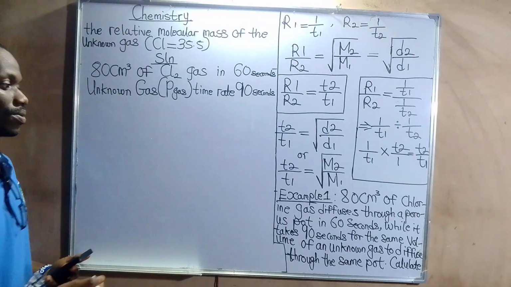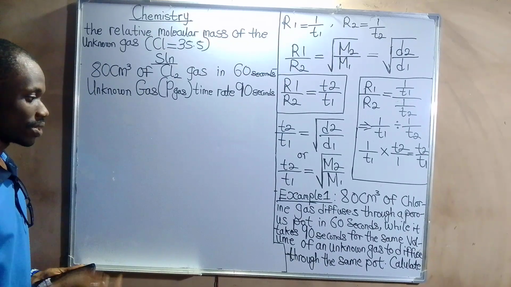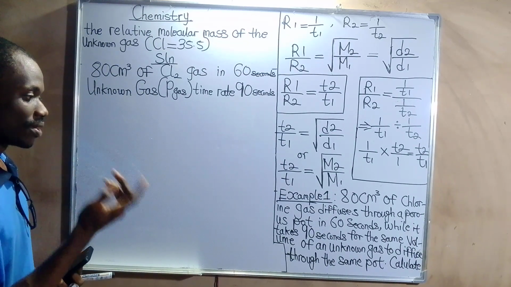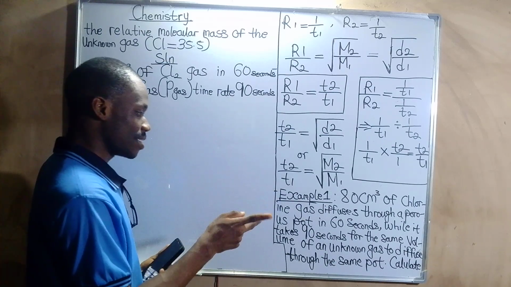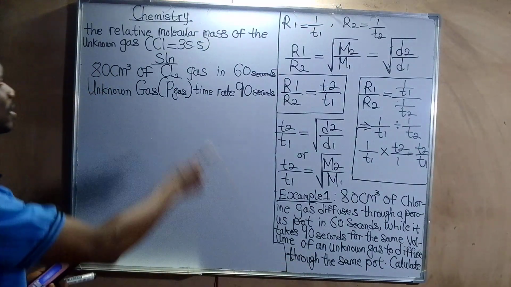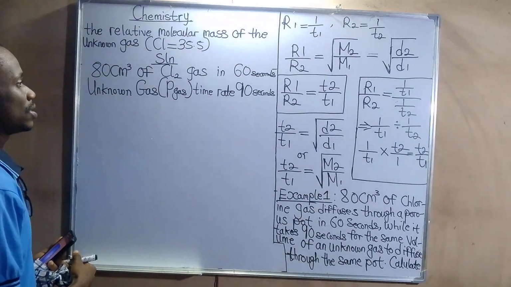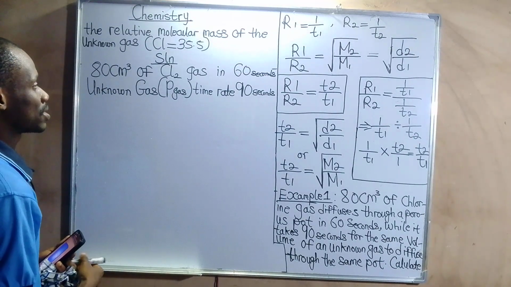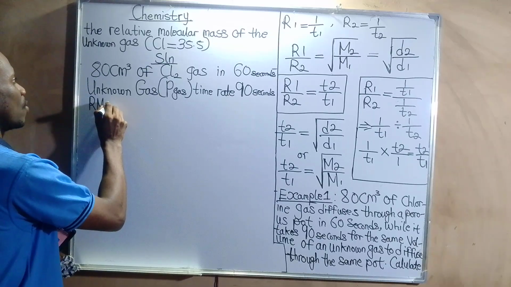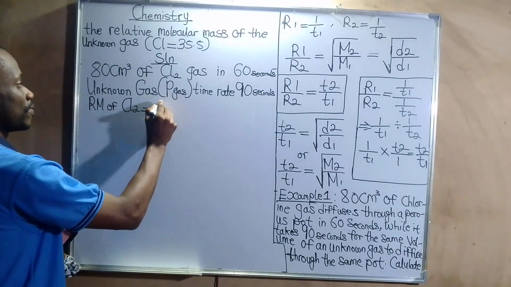Do you get that now? So 90 seconds is the time rate for the unknown gas. He said again that it takes 90 seconds for the same volume of an unknown gas to diffuse through the same pore. Now he said calculate the relative molecular mass of the unknown gas. The relative molecular mass of the known gas, that's M, the relative molecular mass of chlorine is 35.5.